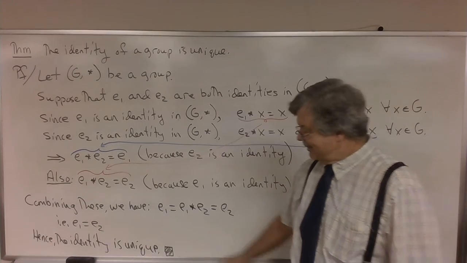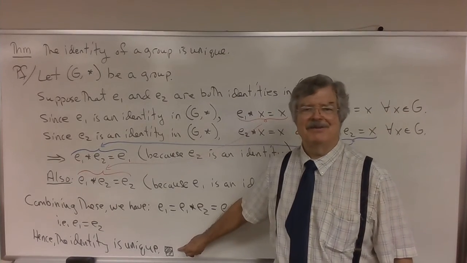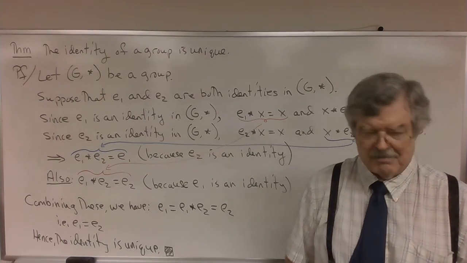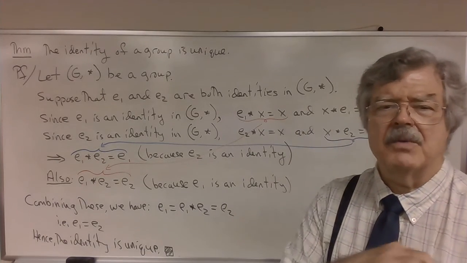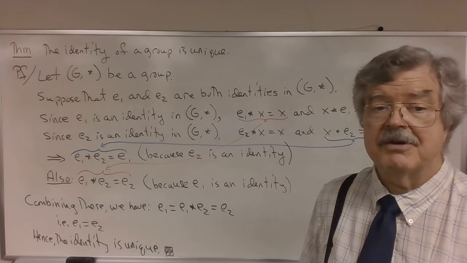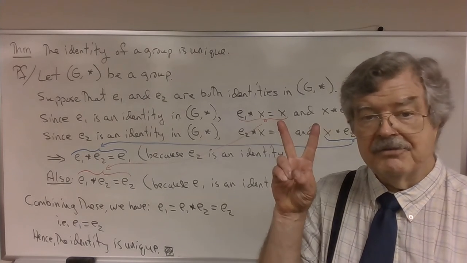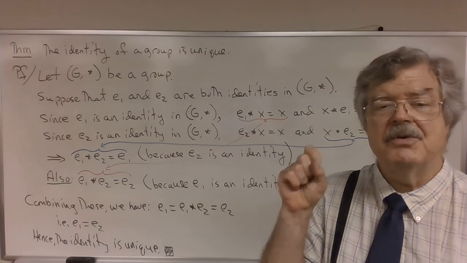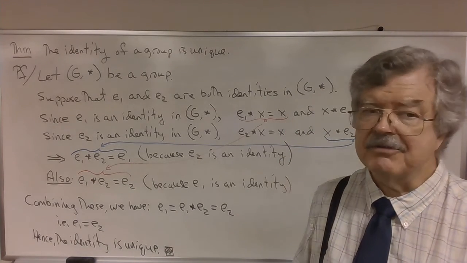Oh yes, and I forgot to put the little square down here that shows that the proof is complete. But that's the proof, and that's essentially how we do a uniqueness proof in math. If we're trying to show something's unique, we assume that there are two of them, and then we show that those two have to be one and the same. That's the strategy.